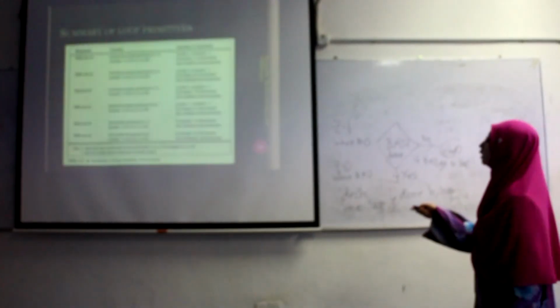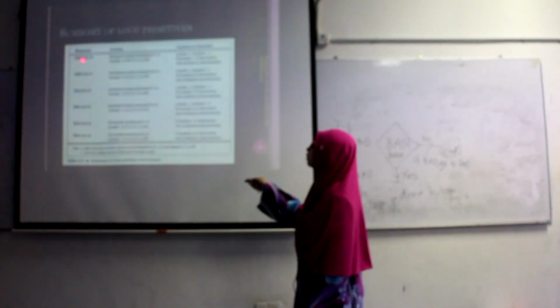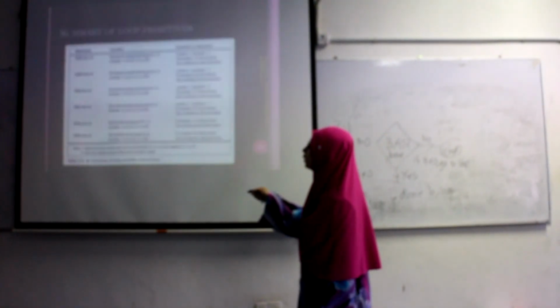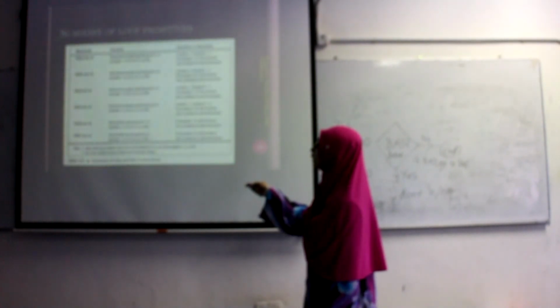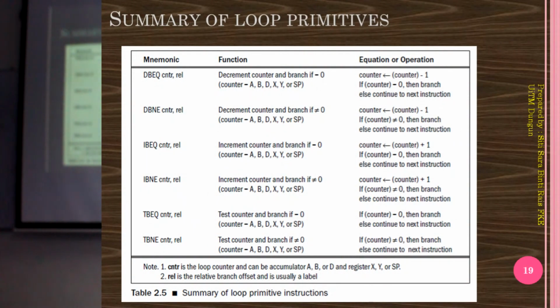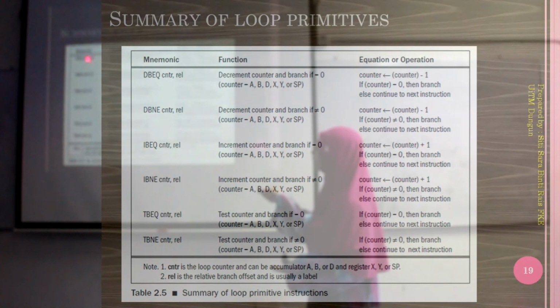Okay, we have other loop primitives. It is not only DBNE, we also have DBEQ, decrease and branch if equal, and then we have to put the counter and the relative mode. And we also have increase and branch if equal, and increase and branch if not equal.